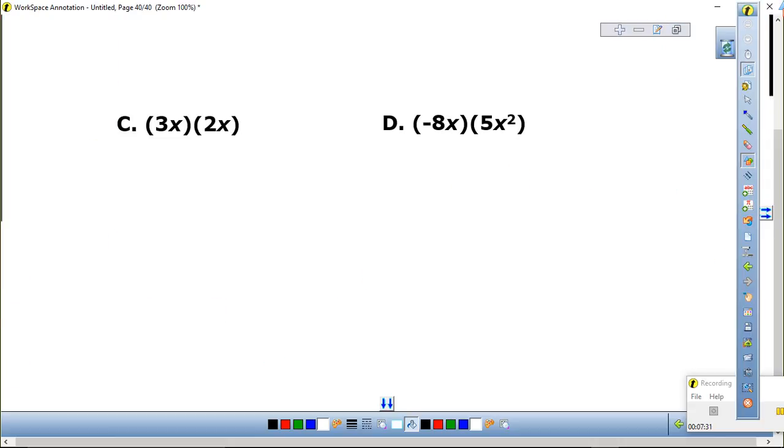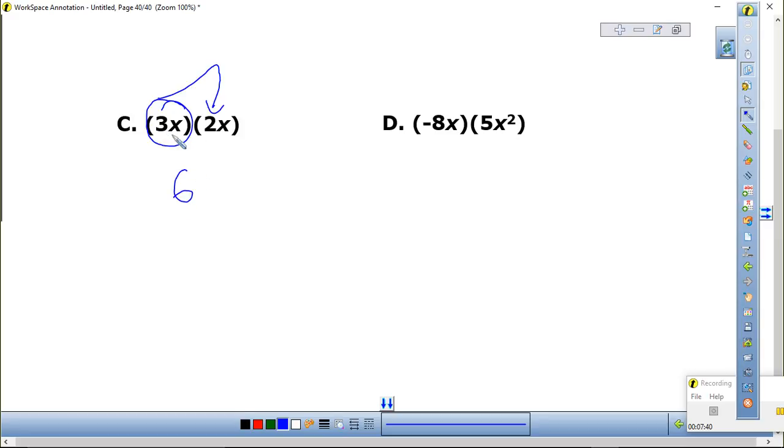All right, here we go. So I'm going to use the distributive property. I'm going to distribute this in here. So 3 times 2, that's 6. X times x is x squared.